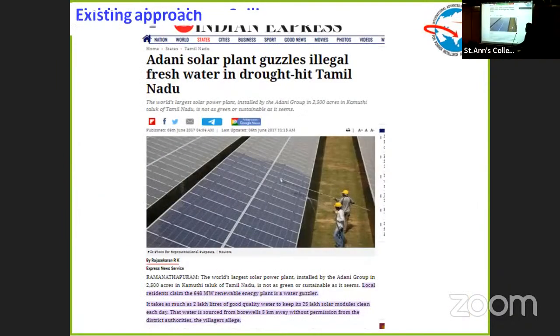If you see some of the news, like the Adani solar power plant in Kamuthi.